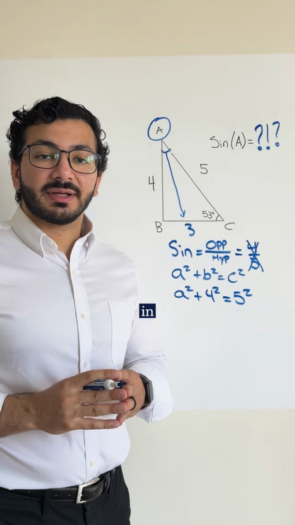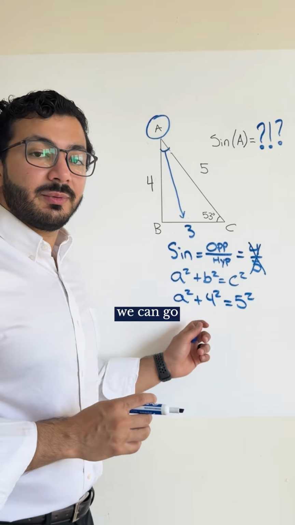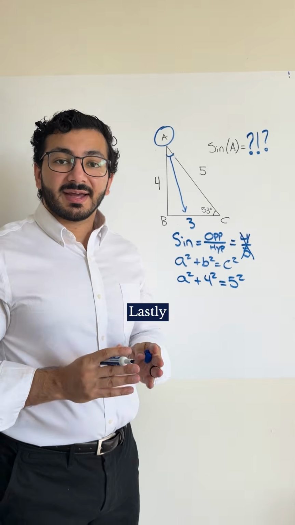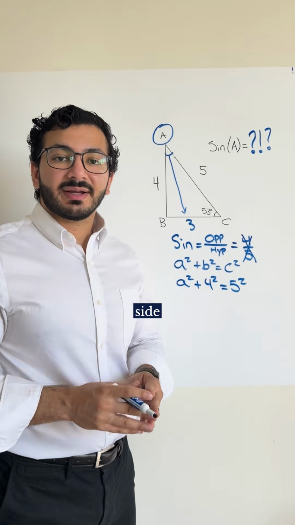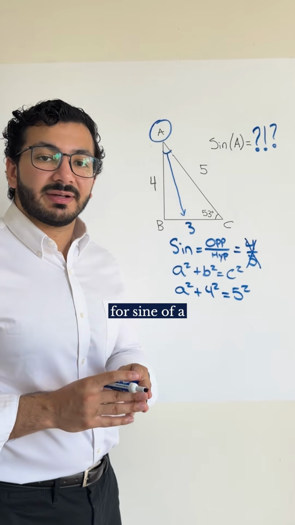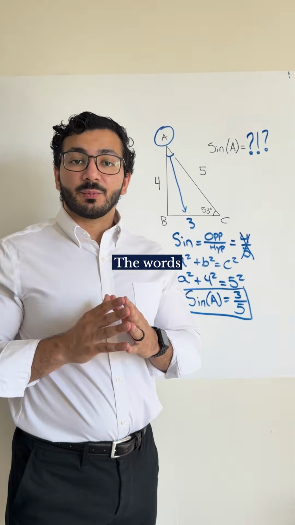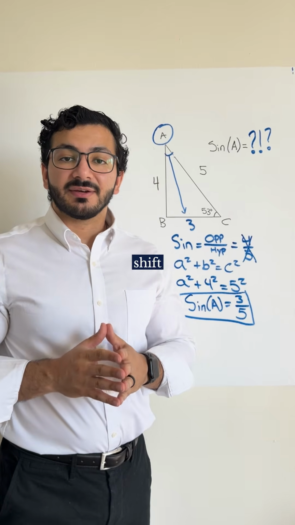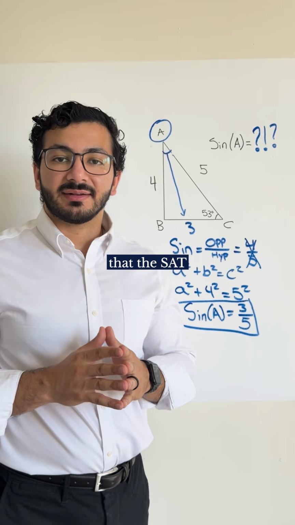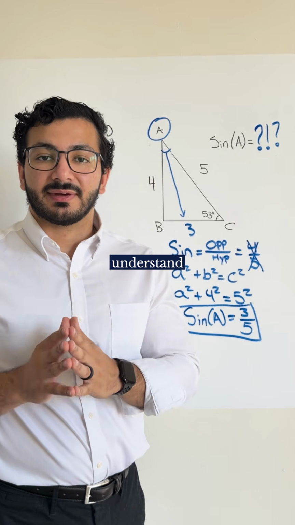If we were to plug the numbers into the Pythagorean theorem, we can solve for A, and we'll find out that A is equal to 3. Lastly, now that we know our opposite side, we can plug that into our opposite over hypotenuse equation for sine of A, and we end up getting this. The words opposite and adjacent shift based on what angle you're looking at. And that's the key trap that the SAT is trying to see if you understand or not.